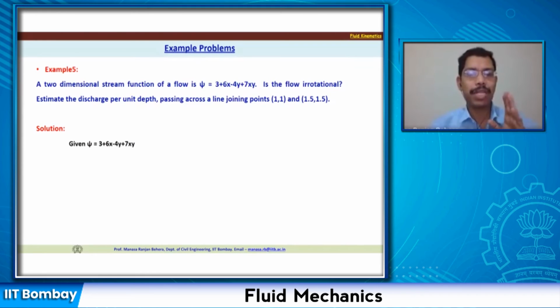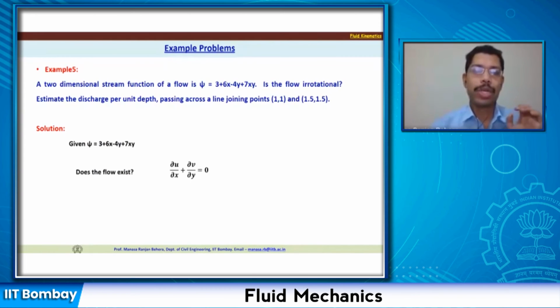You have been given the psi function, that is 3 plus 6x minus 4y plus 7xy. Once you have been given this function, the first thing you have to find out is whether the flow exists. How do you find it out? You have to apply this psi function to the continuity equation. If you find the value of u and the value of v and then substitute here, you should get a value of 0. Only then can you say that the continuity equation is satisfied and this psi function says that the flow will exist. So first the flow has to exist.